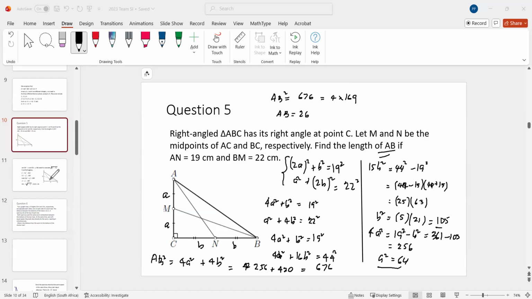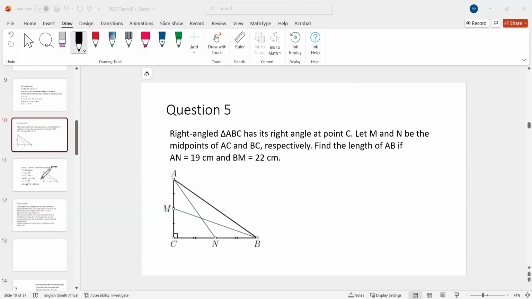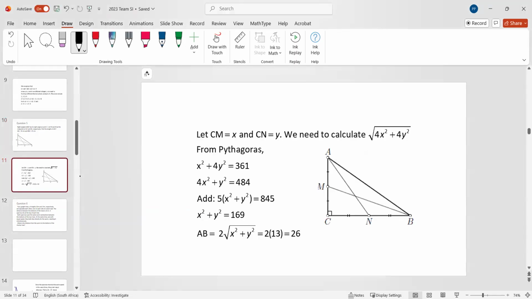Okay, so if we go on to the solution, which I had already worked out. Oh, I had a much better solution here. You see, I didn't have to calculate these things. I've got x squared plus 4y squared is this, 4x squared plus y squared is this, and I need to get x squared plus y squared, right?